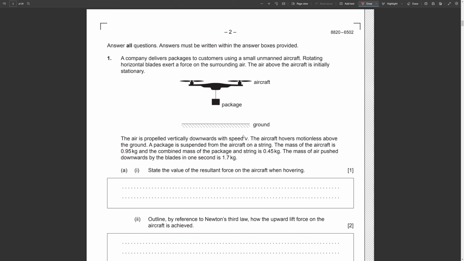Question 1. There is a lot of information in this question, so feel free to pause the video and read it first. When you have finished reading, resume the video.